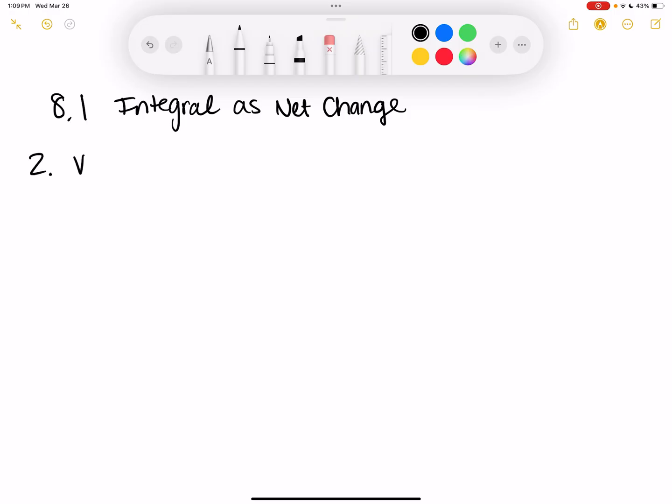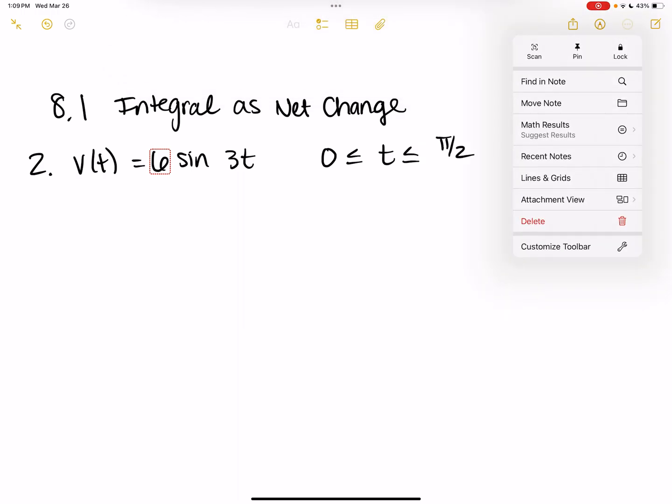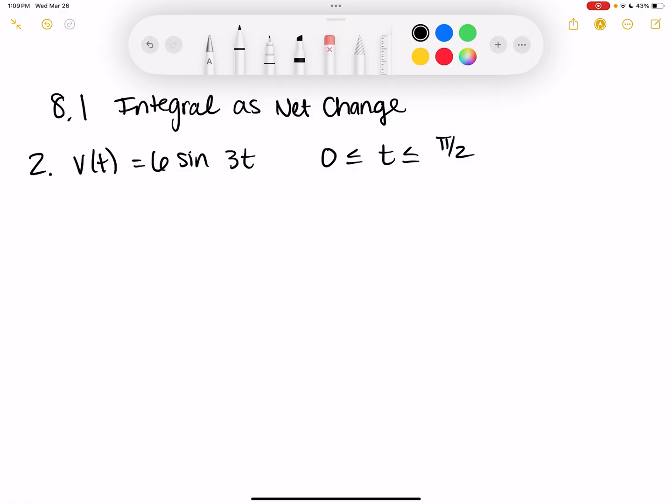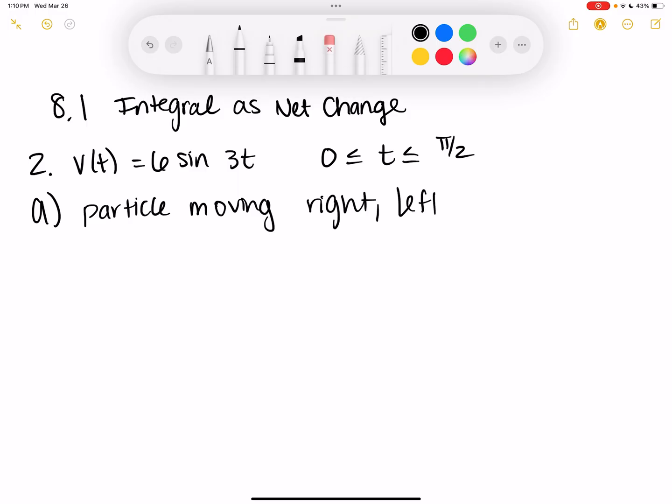So v of t equals 6 sine of 3t, 0 is less than or equal to t, less than or equal to pi over 2. So part A is particle moving left, or right. Right, left, or stop.